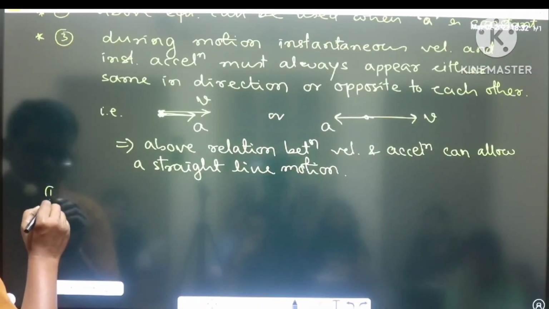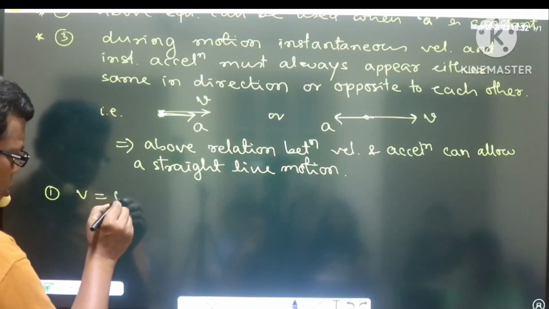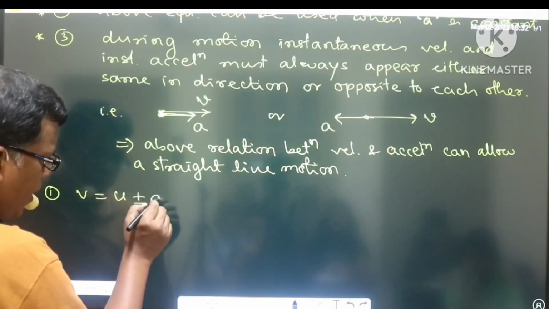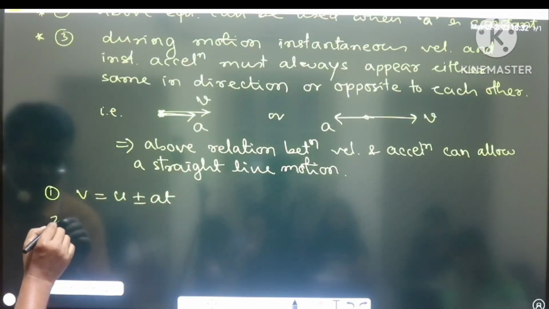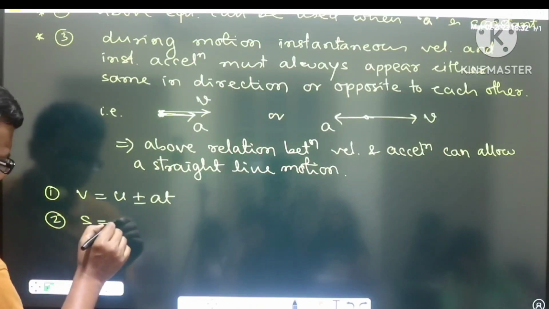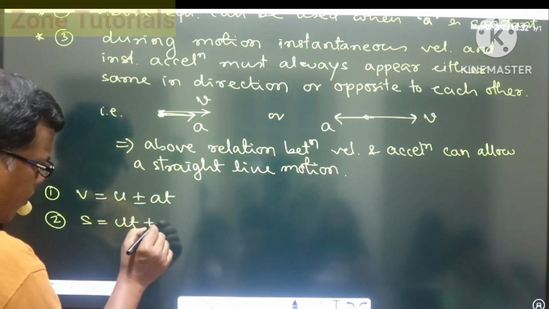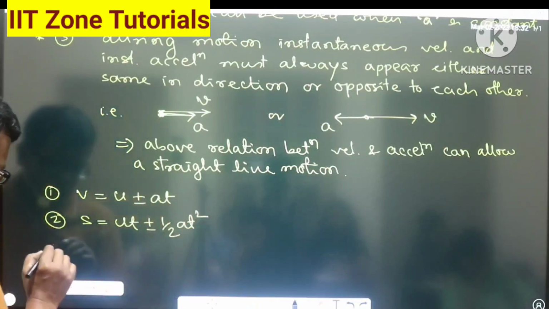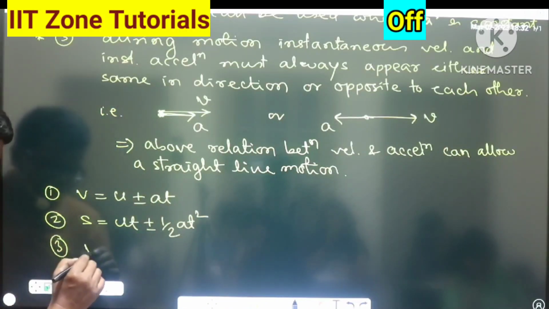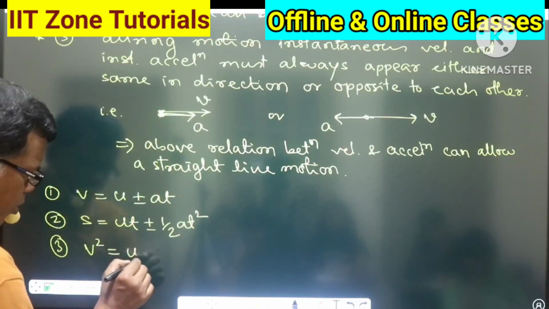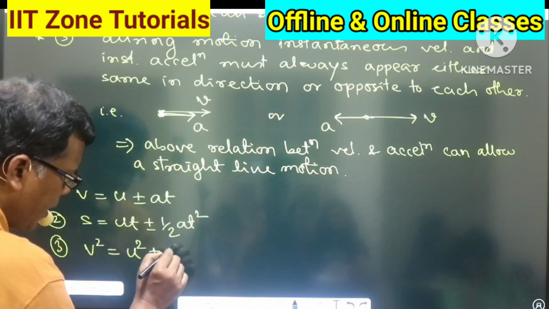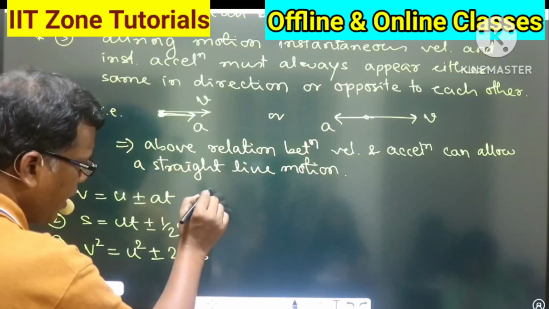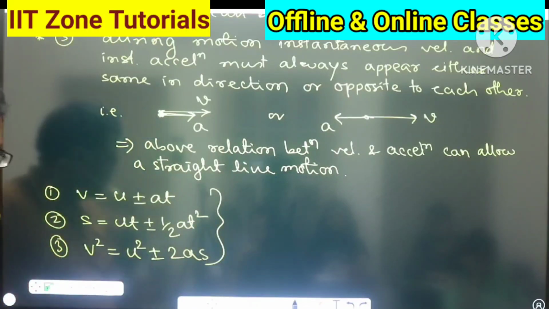Primarily, কি শিখলাম? Equation 1: v is equal to u plus or minus at. Second one: s is equal to ut plus or minus half at square. Or the third one: v square equal to u square plus or minus 2as. Okay, these three equations.